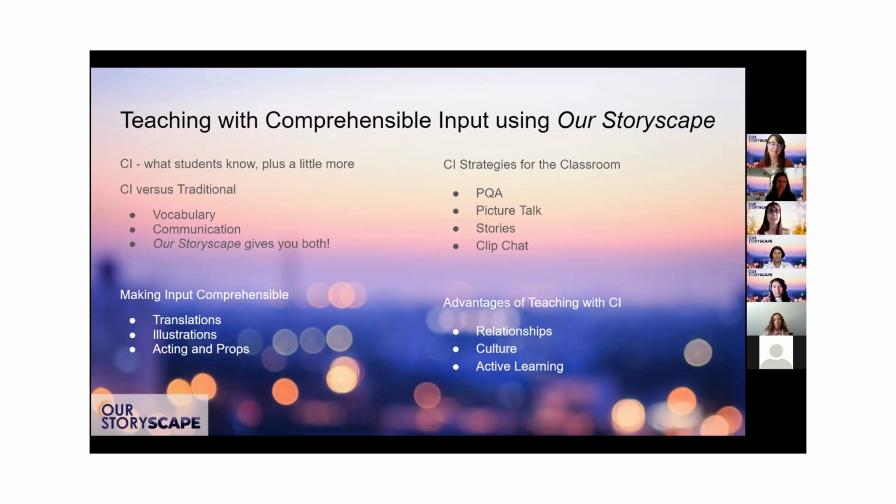Then we looked at advantages of teaching with comprehensible input. Why would you even make this shift in your teaching? What's the benefit? And we talked about how it helps you to build better relationships with your students, that you can teach culture in a more effective way by using the target language, and that it makes your students more active learners. So that way they're actually going to learn more effectively because they're taking an active part in the learning process.